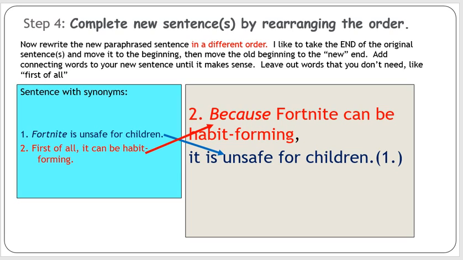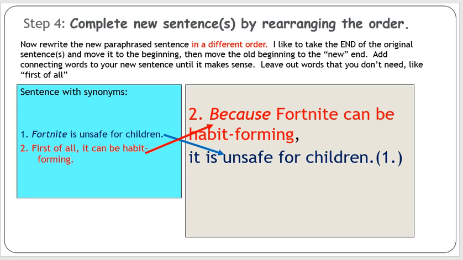Complete new sentences by rearranging the order. So after you're done replacing all of your words with synonyms or different words, you need to change the order of your sentence so that it doesn't have the same sentence structure that the original author had. I like to take the end of the original sentences and move it to the beginning, then move the old beginning to the new end.